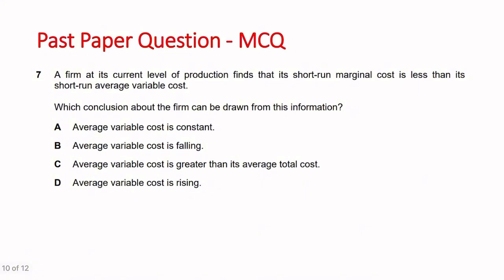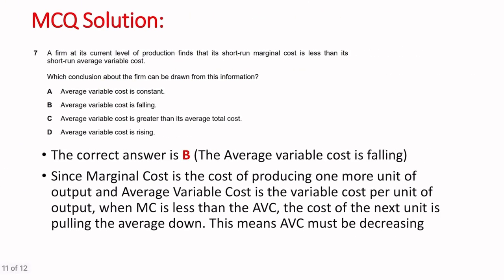Okay, time is up. The correct answer is B. The average variable cost is falling. Since marginal cost is the cost of producing one more unit of output, and average variable cost is the variable cost per unit of output, when marginal cost is less than average variable cost, the cost of the next unit is pulling the average down. This means average variable cost must be decreasing.